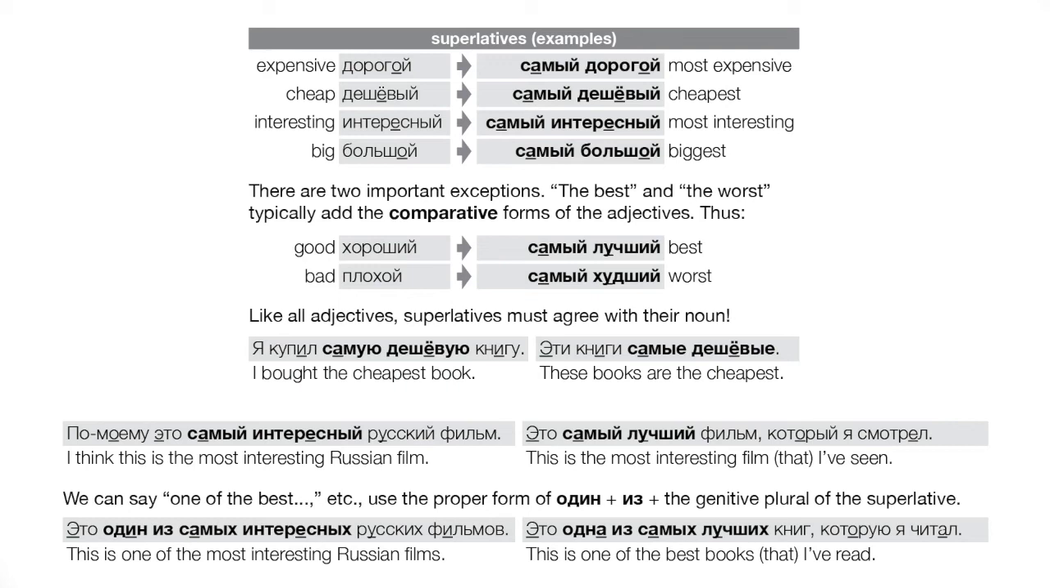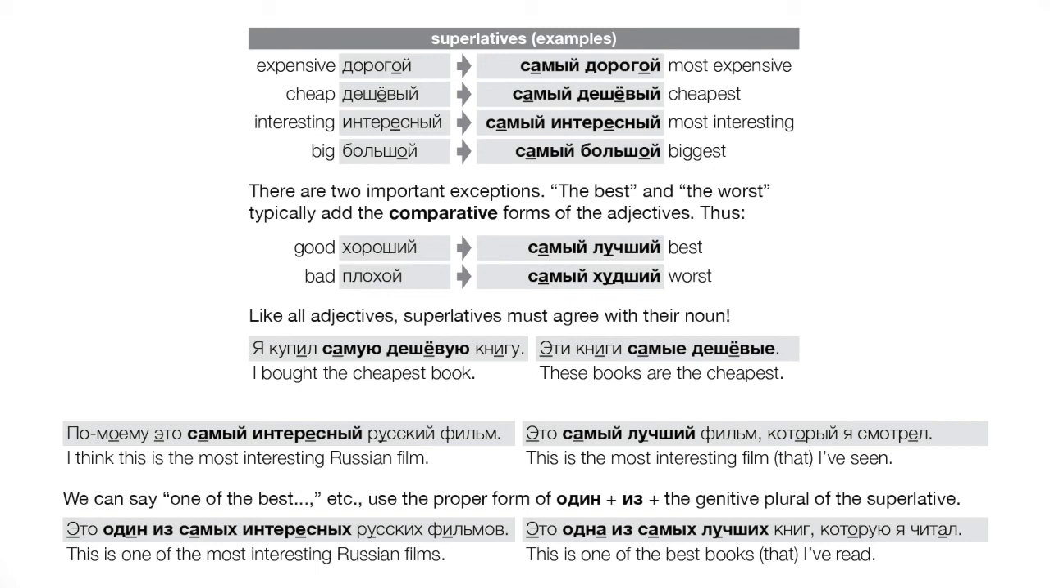Один из is plus the genitive plural, right? This is one of the most interesting films. Okay, so again, we get here genitive plural with both of these adjectives. Это один из самых интересных русских фильмов, right? And we're getting, of course, genitive plural across the board. This is one of the most interesting Russian films, genitive plural.